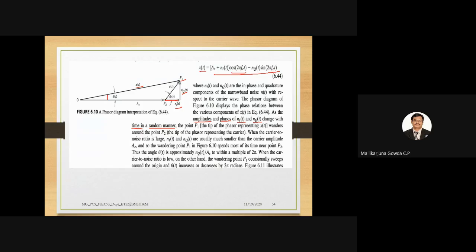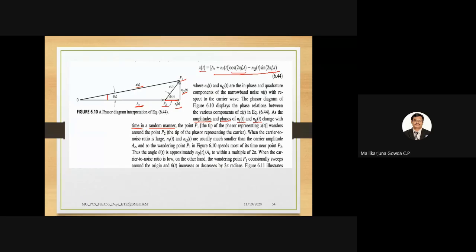Point P1, another point I have P2. So what is this point P1? Point P1 is the tip of the phasor representing x of t, right? And another point P2. What is this one? P2 is the tip of the phasor representing the carrier. So this is my carrier, right? This is the origin, from here I drew an arrow. This is my carrier AC component. There is a carrier AC, and this one is the in-phase component, then quadrature component, R of t and x of t we know.